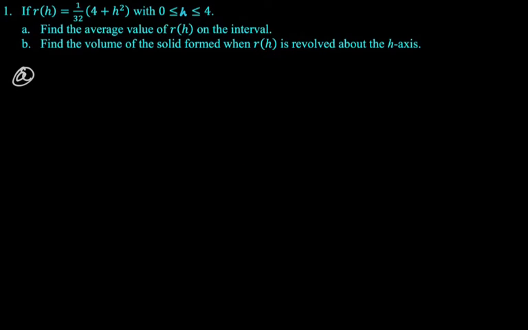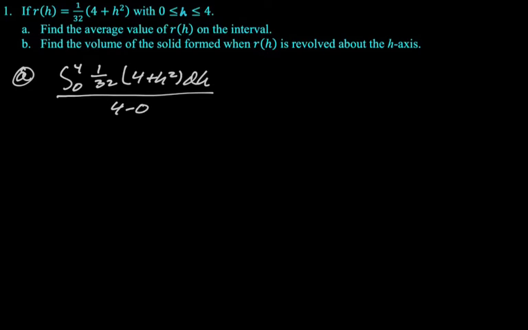All right, so if R of H is 1 over 32 times the quantity 4 plus H squared, I don't know why I didn't distribute that, with H between 0 and 4, I'm going to find the average value of R of H on the interval. Okay, so average value is integral divided by interval, so we're going to go 0 to 4, R of H, which is 1 over 32, 4 plus H squared, dH, all over 4 minus 0.